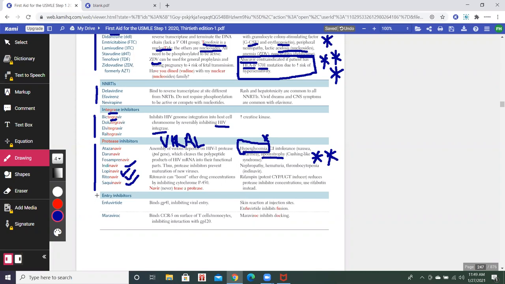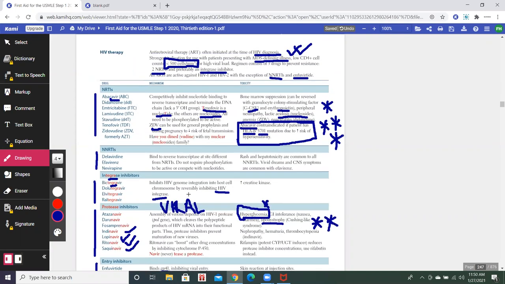Next one. Entry inhibitors are attachment inhibitors, maraviroc, and penetration inhibitors, enfuvirtide. Enfuvirtide will bind to GP41, and attachment inhibitors will bind with GP120. This is all you have to know. One will inhibit attachment with the help of GP120, another one will inhibit entry, that is, it will attach to GP41. Are we clear about this, yes or no?